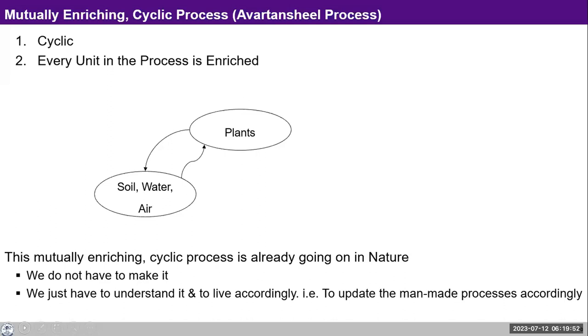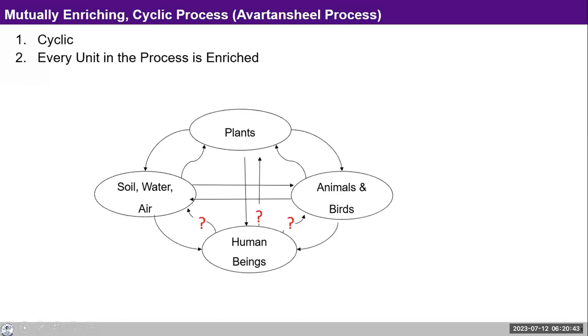So, like we've discussed earlier also, plants, for their growth, take up things which are already in the soil. They take up water, they take up air, and they grow. When they grow and mature, and then there is a season change, or when they die, these leaves start falling on the ground. And these further enrich the soil. So you can see how the process is already going on. It is cyclic, it is mutually enriching. And this is not just with plants and soil. This is there in each and every other order. Like we saw this in the introductory workshop also.